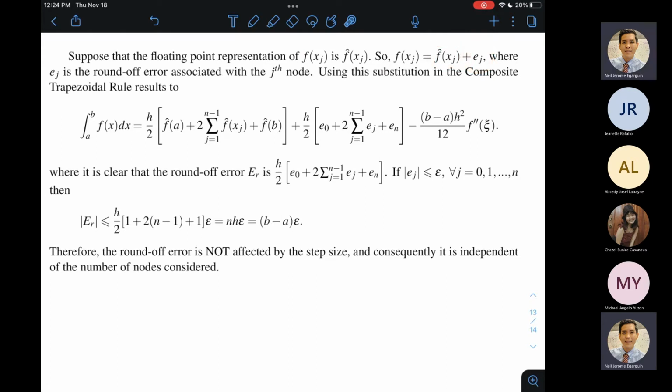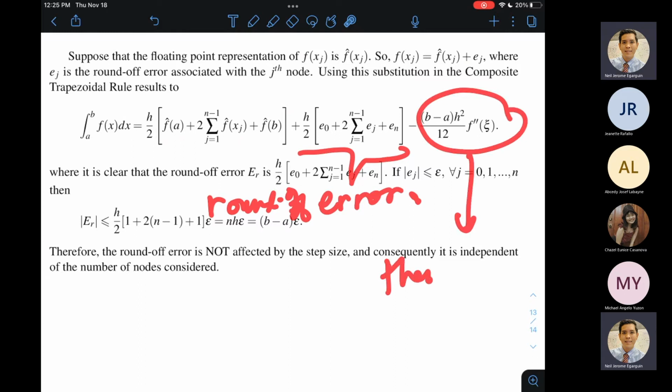Tapos pag pinlogin natin to dun sa composite trapezoidal rule, again, gusto natin f of a, pero hindi kaya ni computer yung f of a. Ang nako-compute niya lang ay si f hat of a. Tapos, ang alam ko si f ay equals sa f hat plus e sub j. So kaya magkakaroon ako ng e sub 0 rito. Sa bawat f hat of x sub j, may associated truncation error na e sub j and so on. Okay. Tapos ito yung error due to machine round-offs or truncation error, or round-off error. So you can call it as the round-off error. Okay? Tapos ito naman yung theoretical error.